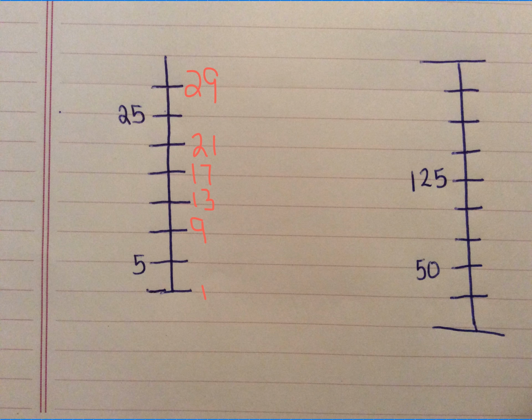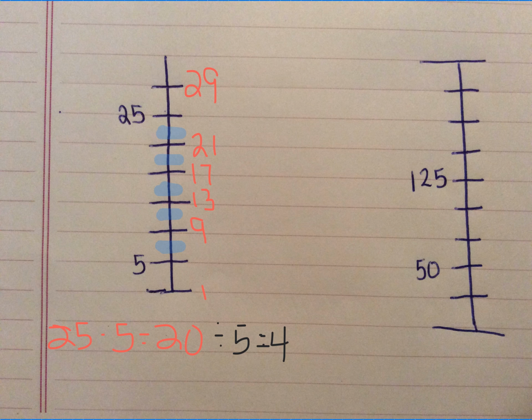Alright, so for the first example, I wrote my numbers to the right. It does not matter which side you write them on. I thought I'd have more space. So I figured out that they were counting by 4s. So let's see how you can figure that out. Well, 25 minus 5 is 20. And then there are 1, 2, 3, 4, 5 spaces. So 20 divided by 5 gives me 4.